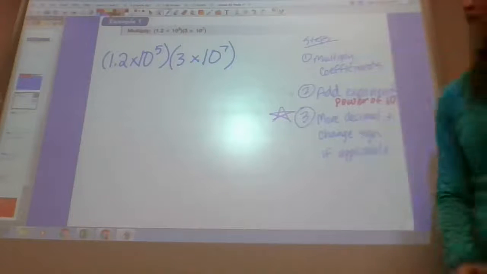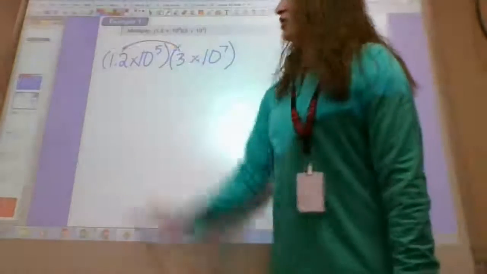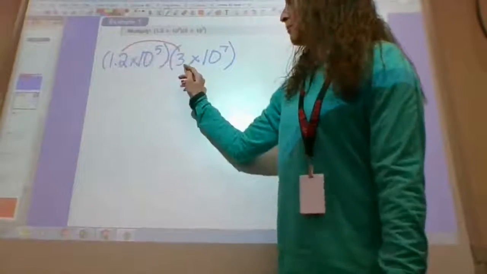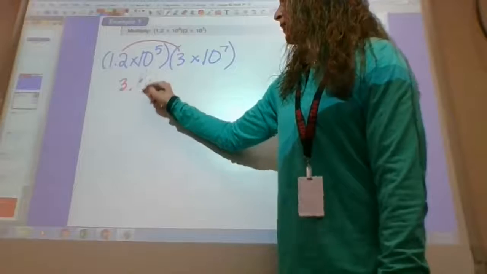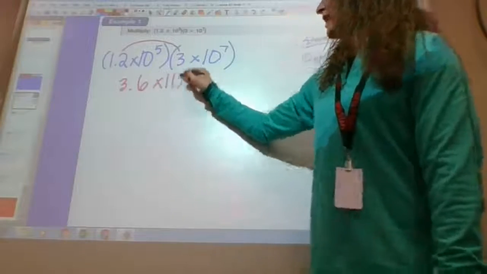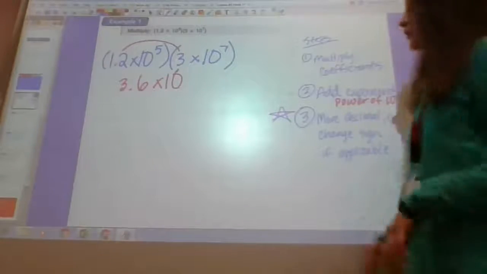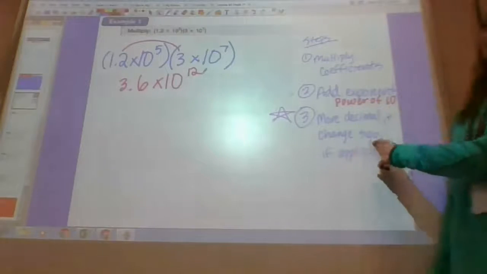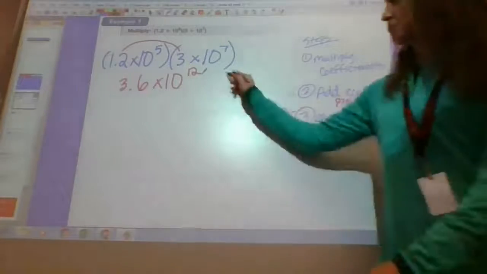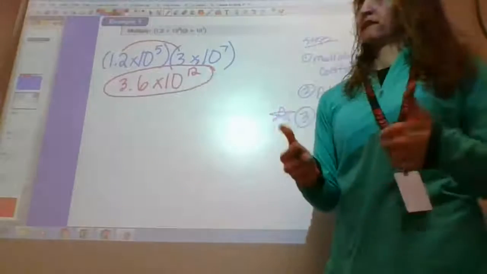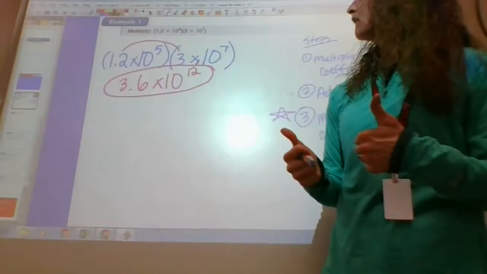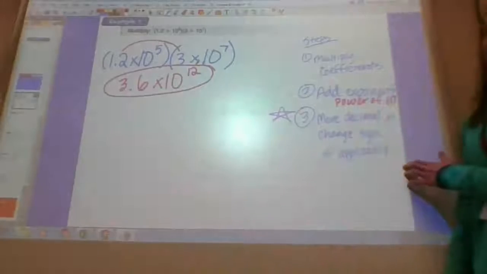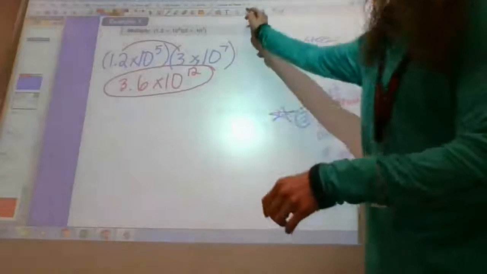First step, multiply coefficients. I usually just draw the rainbows. And 1.2 times 3 would just be 3.6. Second step, add your exponents. So 5 plus 7, 12. The third step, since the decimal's already in the right spot, you can just circle it. And once again, pause it if you need to write these steps down.